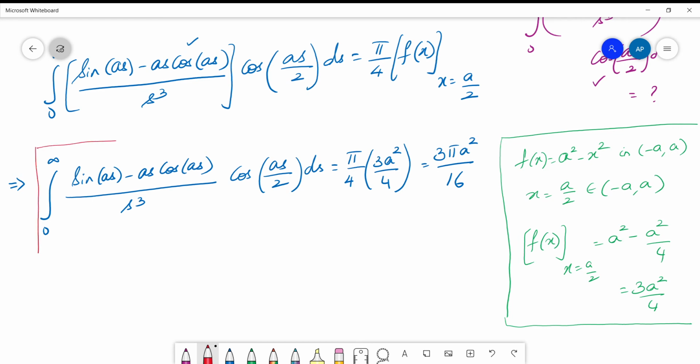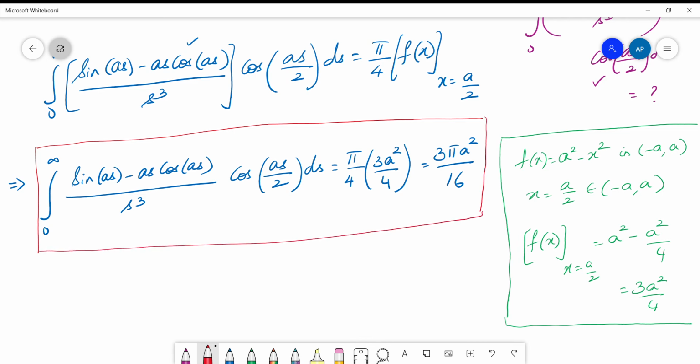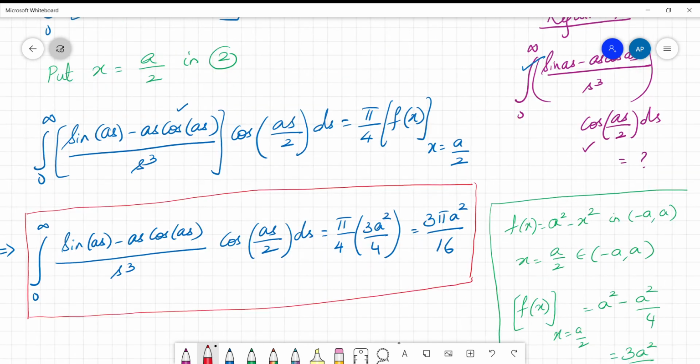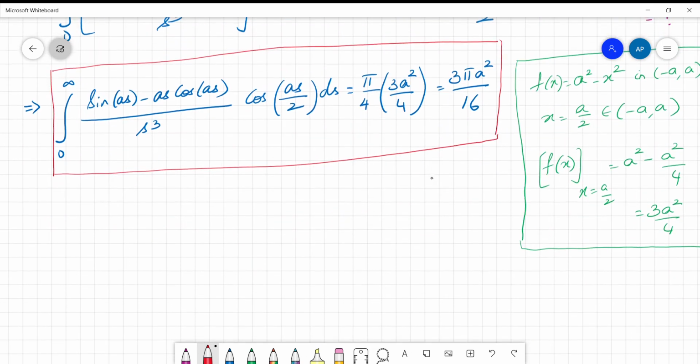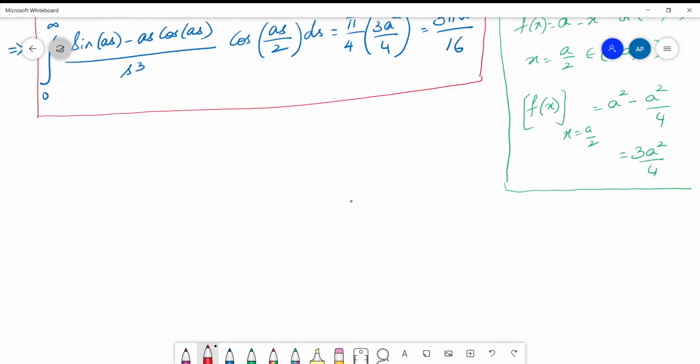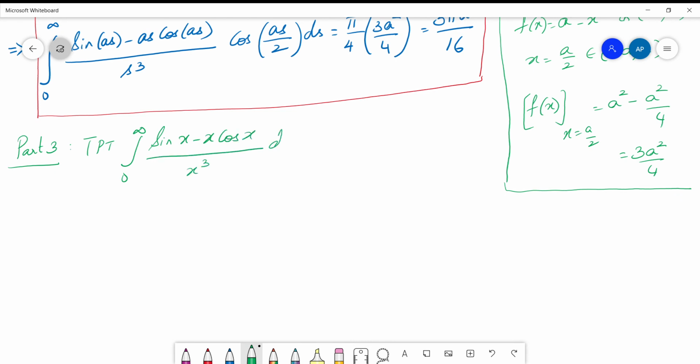Yes. What did we do? We simply gave a value of x. In our inversion formula application, we substituted x equal to a by 2 as per our requirement, and on the right side also we found the value of f of x at a by 2 and got this answer, which completes part 2. Now let us see part 3. That's also not different from what we have just now done. Part 3 is to prove that the integral 0 to infinity sin x minus x cos x by x cube dx is equal to pi by 4.